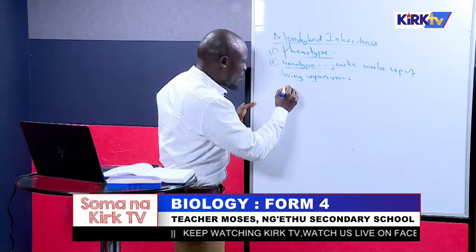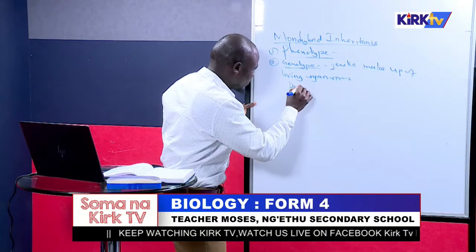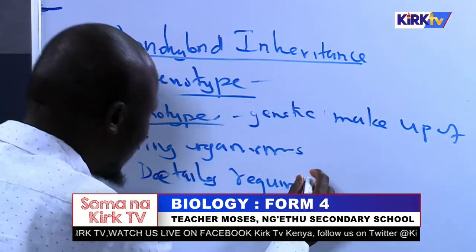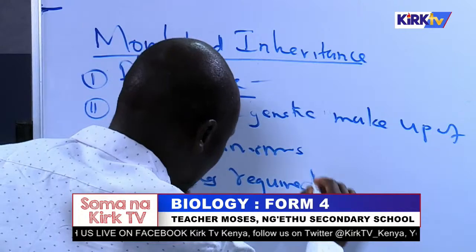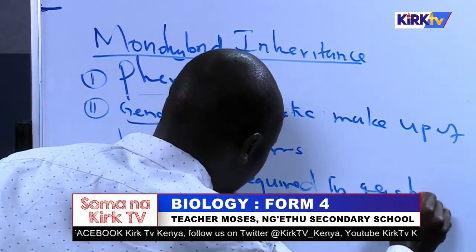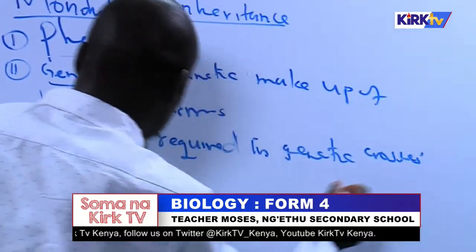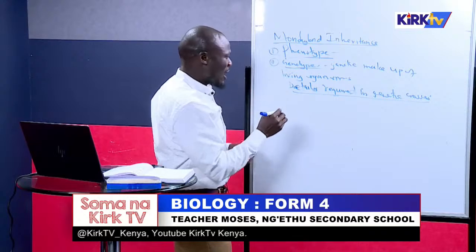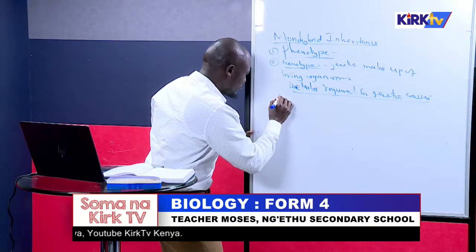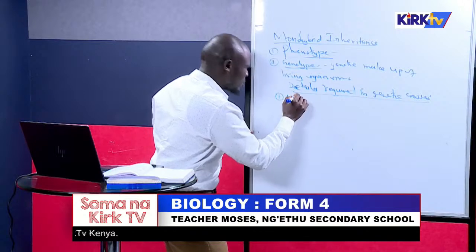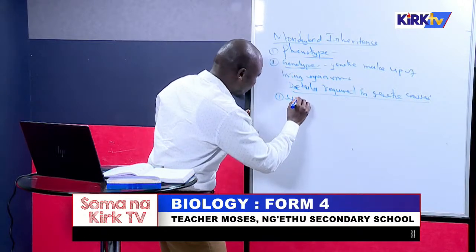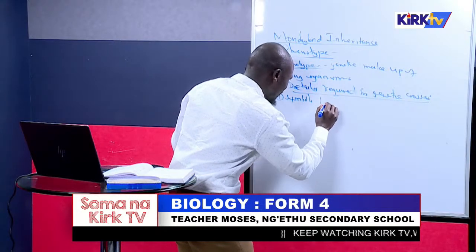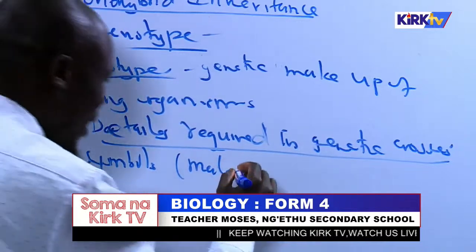So, details required in genetic crosses. What do you need to know? One of the things that we should have is the symbol to represent the male and the female.